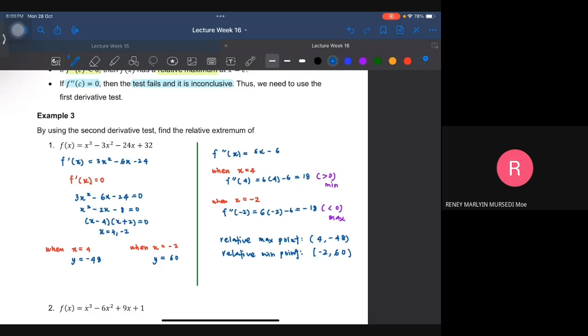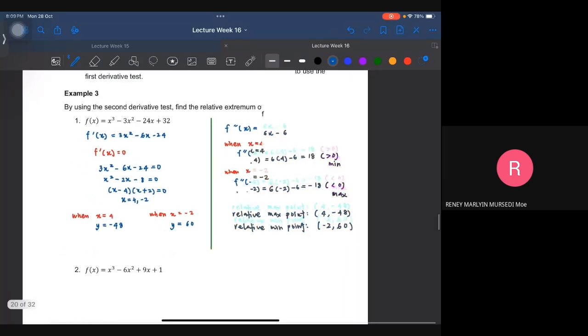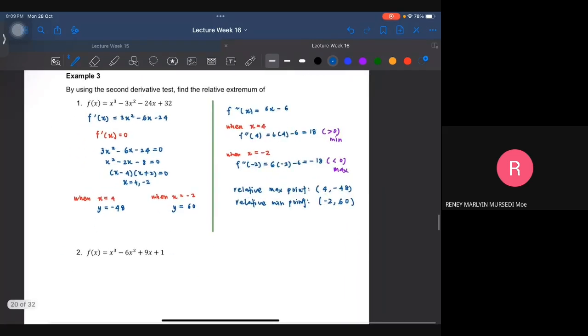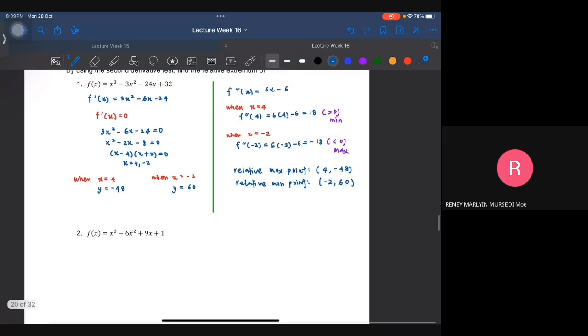Right, so jom next example. Okay, so next example kita akan buat step yang sama lah. So first kita cari dulu dia punya first derivative and dia punya critical point ya. Okay, so critical point ataupun dia punya stationary point lah. So yang mana kita tak tahu lagi dia punya minimum ataupun dia punya maximum. Okay, so let's first differentiate dia dulu.